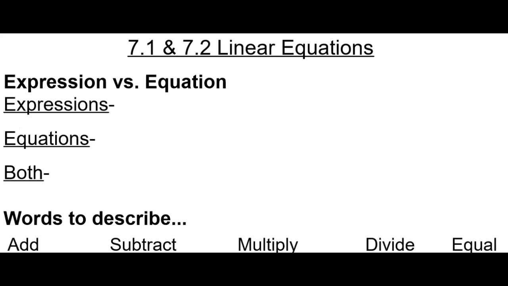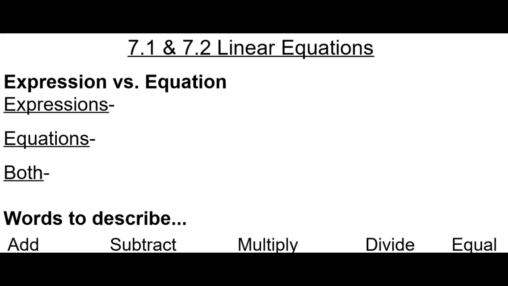So chapter 7 is extremely important. It's all about linear equations. So first we need to have a pretty solid understanding of what's an expression versus what's an equation. So an expression, the easiest way to define it is it doesn't have an equal sign. It is just a statement, for example, 5 times a number.